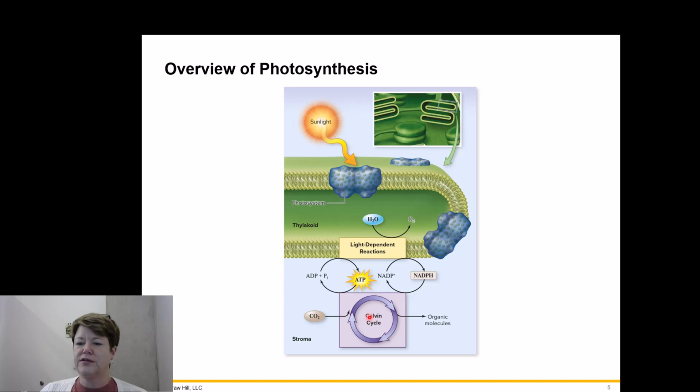And when you build molecules, it requires energy. So the Calvin cycle requires energy, and that energy is coming from the ATP and the NADPH that was made during the light-dependent reactions. And the light-dependent reactions are getting their energy from the sun. All right, so that's an overview and also gives us a little bit of that spatial explanation of where this is happening in the chloroplast.